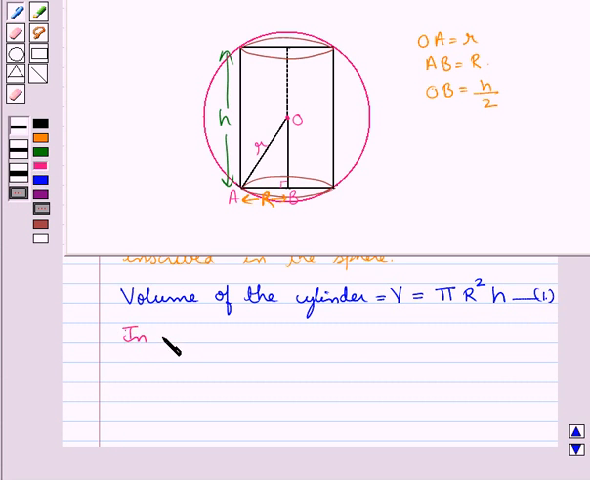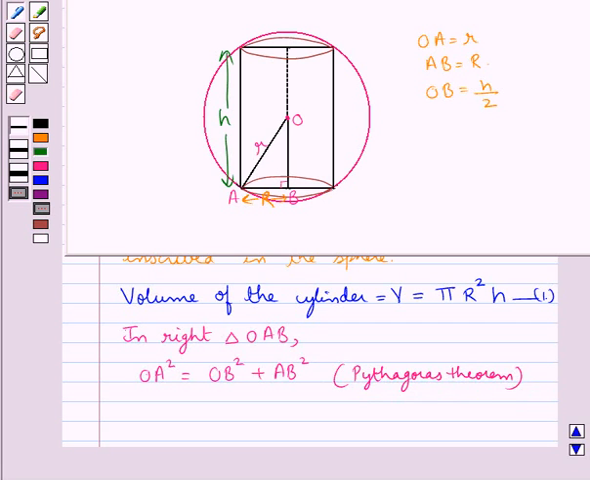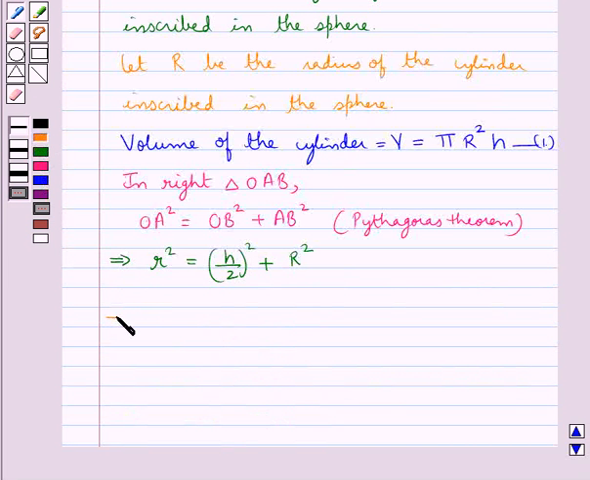Now next we consider the right triangle OAB. In this we have OA square is equal to OB square plus AB square by the Pythagoras theorem. Now putting the values for OA, OB and AB, we get small r square is equal to H upon 2 whole square plus capital R square. That is, small r square is equal to H square upon 4 plus capital R square, and from here we get capital R square is equal to small r square minus H square upon 4. Let this be equation 2.